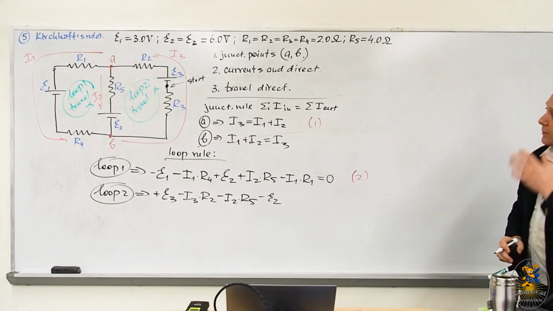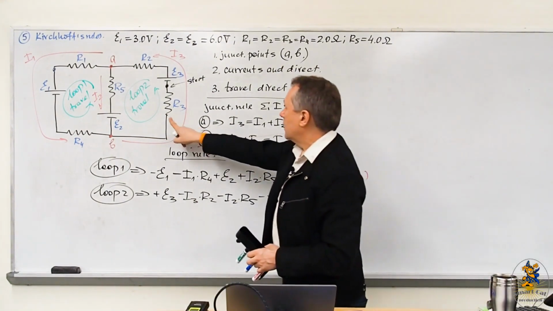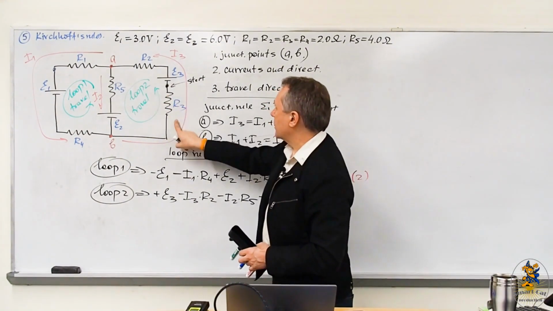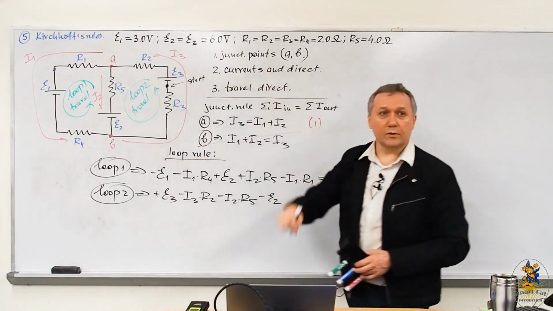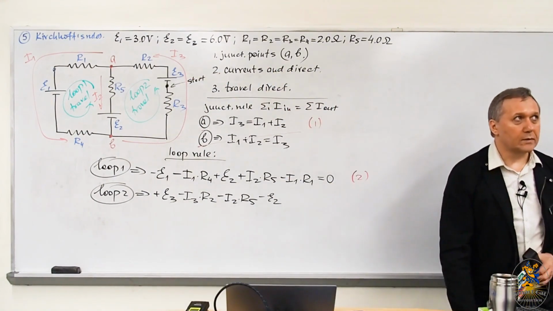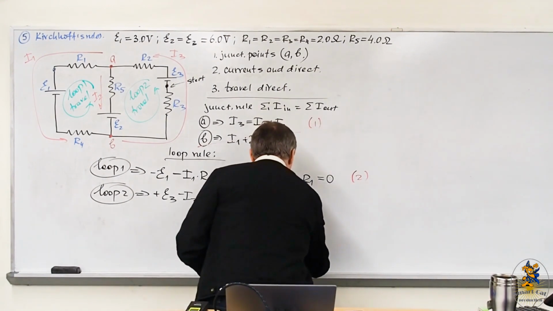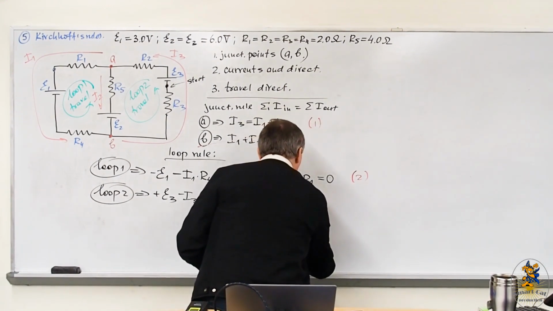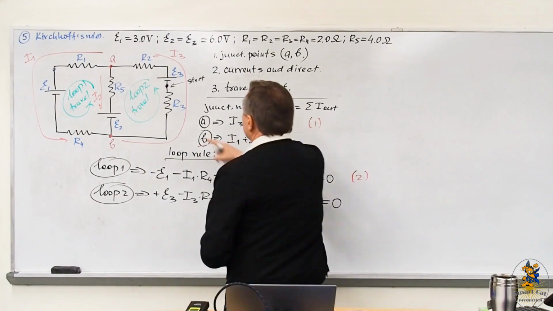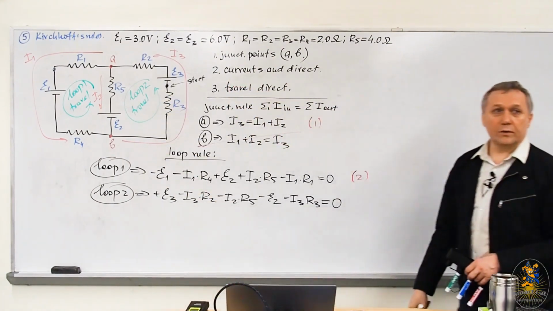It's the last element in this loop. Travel direction up, current also up, directions the same, contribution again negative, right? So minus I3 R3. And equals 0 because we came back to the starting point.